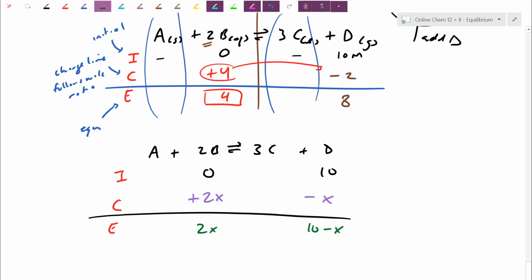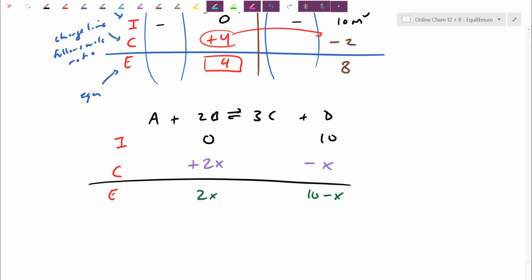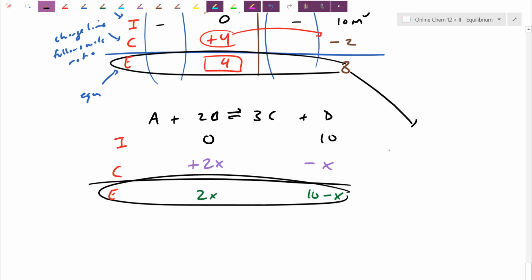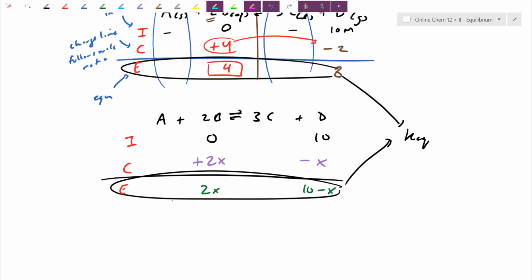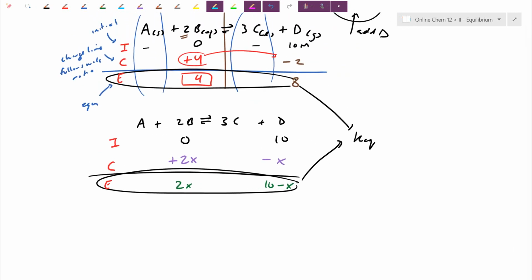So be it, right? And then whenever you have these placeholders here, you can sub them directly into the KEQ expression. The KEQ gives us that constant, gives us that ratio between how many products and how many reactants we have.